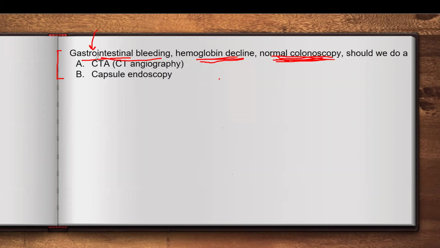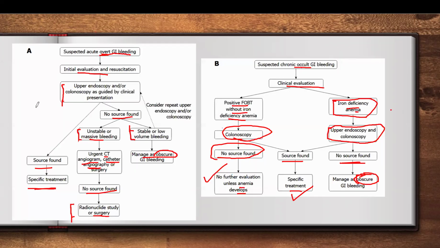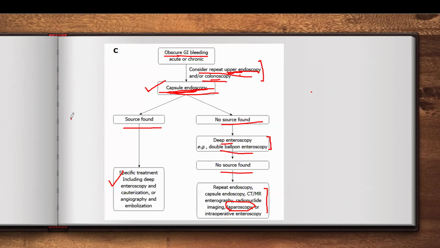So in our case, actually we don't know whether it is overt or occult, but still, it is a normal colonoscopy, so it means that no cause has been identified with that. So here we can go for capsule endoscopy, considering the patient is hemodynamically stable, all right, and it is obscure bleeding. Okay, so you have to remember these flow charts, and they're very easy. The tip is to go through them again and again.